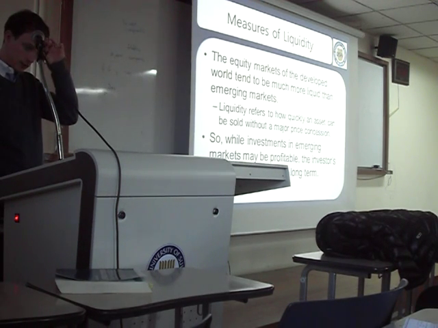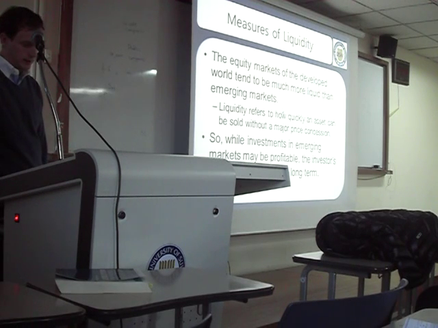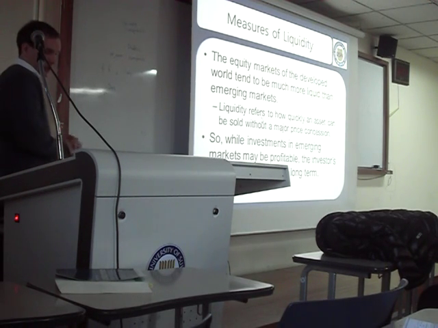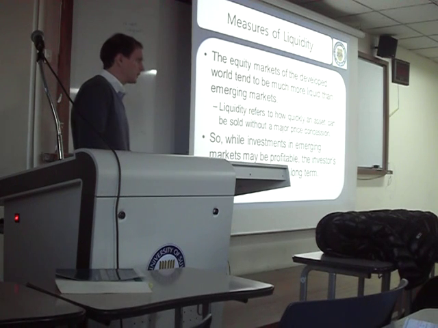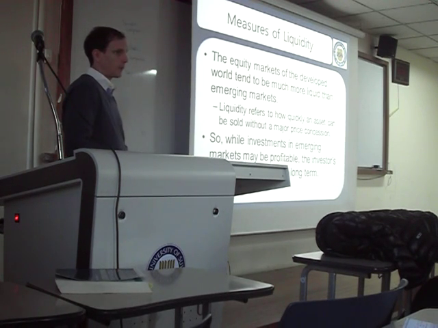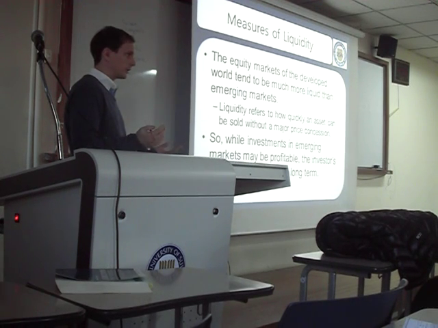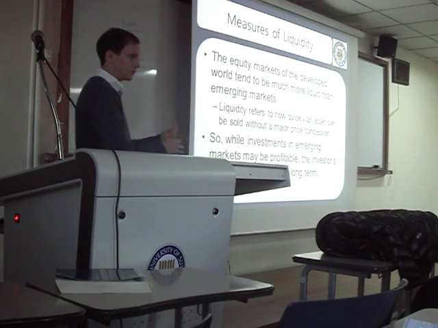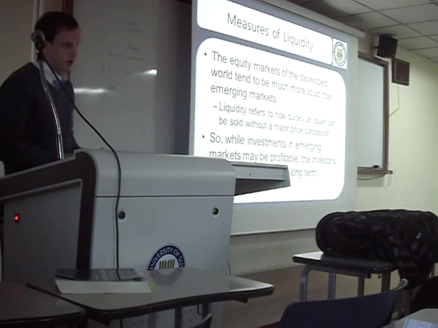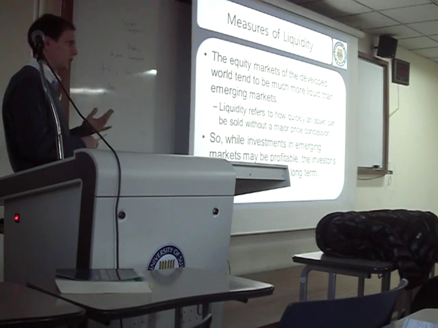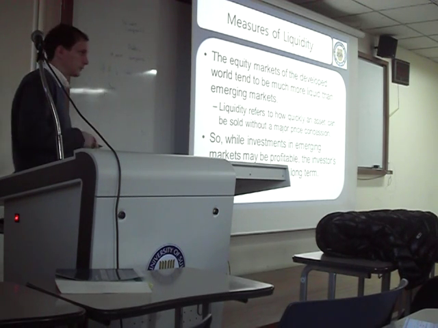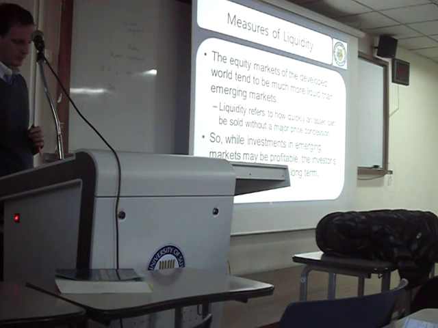So the equity markets of the developed world tend to be more liquid. Liquidity refers to how quickly an asset can be sold without a price concession, without dropping the price. Can I buy a factory near here tomorrow and sell it the next day at the same price? No, that's not liquid. I'll have to make a big price concession, 50%, okay? So if I'm dealing in shares of Google, a lot of people are buying and selling Google. Okay, so it's very liquid. So developed markets are more liquid.